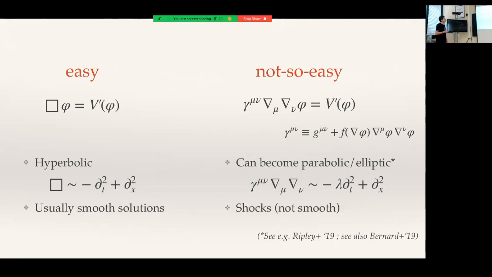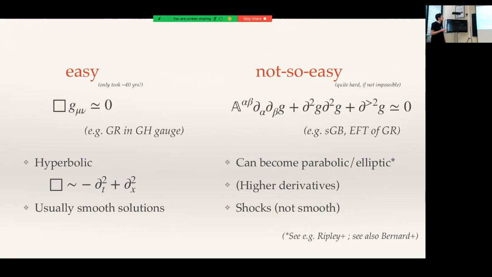When we go to gravity, there's a similar picture. Gravity in general relativity in harmonic gauge is like a wave equation. It's also easy, it only took 40 years to solve. And then the same applies here: if you go beyond GR in the metric sector, then you might get something that is ugly, for instance for scalar Gauss-Bonnet or effective field theory. Besides the equation changing character, you might also have the issue of having to deal with higher derivatives.